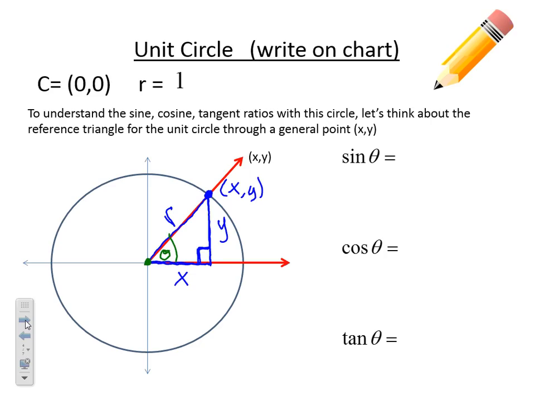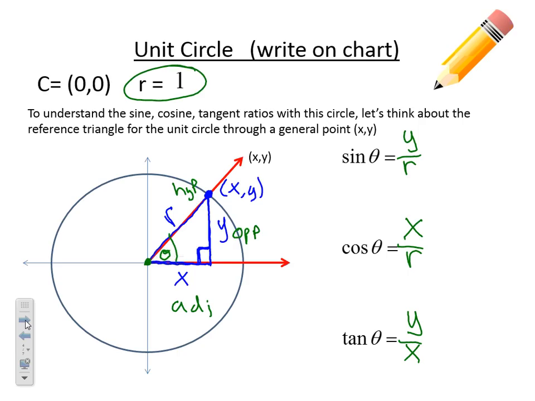If I use this reference triangle, this is the opposite, this is the adjacent, and this is the hypotenuse. Now sine is opposite over hypotenuse, so it's going to be y over r. Cosine is adjacent over hypotenuse, so that's going to be x over r. And tangent is opposite over adjacent, so that's going to be y over x. Now, ladies and gentlemen, it is very important that you highlight, circle, or write this down again. My radius is always 1, so my r value for all of the examples that we do is going to be 1.